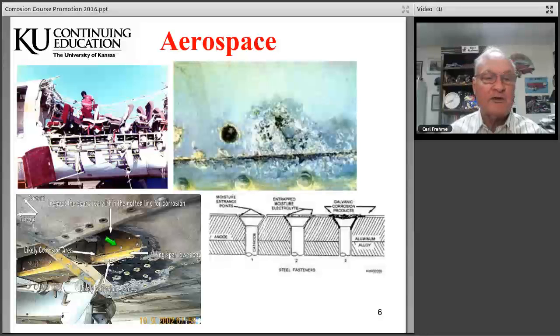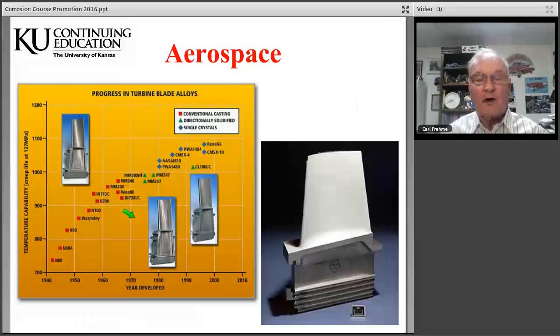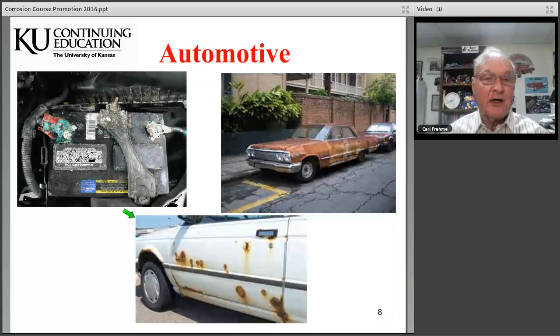Problems in the aerospace industry: a Aloha Airlines flight that had stress corrosion cracking, lost the whole top of the fuselage in one area. So there's a lot of corrosion problems related to aerospace applications around rivets in particular and other areas. Also in the turbine blades and jet engines, these are areas that are covered.